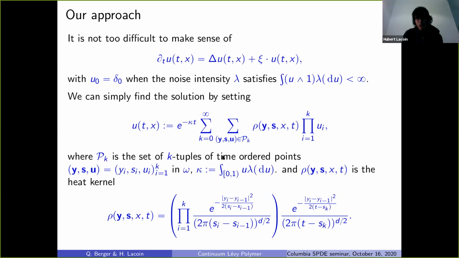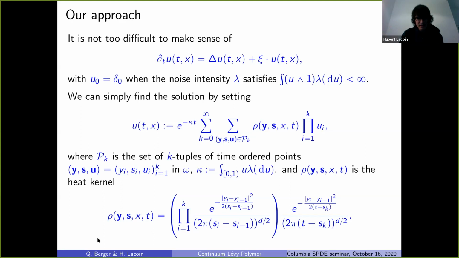Then for all these points, you will just multiply the intensity, and then you will multiply everything by the probability, well, by the probability density of visiting these k points for Brownian motion, and then visiting one extra point, which is the point at which you are evaluating the solution. Okay, so I don't know if I conveyed the message well, but this is quite intuitive that this should be the solution, okay?